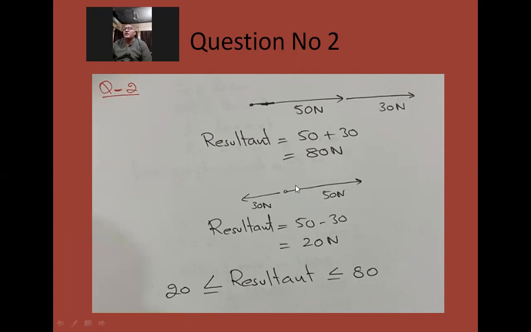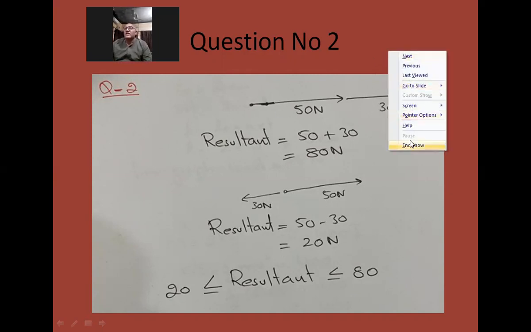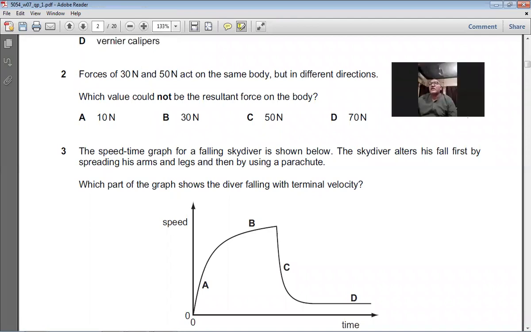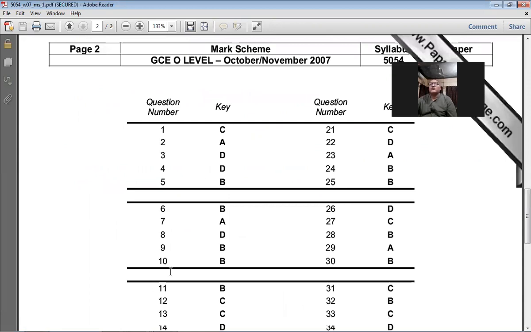And then the other extreme case is that the two forces are acting in opposite directions. In that case, the resultant will be the difference of the two forces, and that will be 20 Newton. So the maximum resultant can be 80 Newton and the minimum resultant can be 20 Newton. So your resultant will be from 20 Newton to 80 Newton. Any answer which is out of this range is not possible. Let's check. The question was which could not be the resultant force. So 10 Newton cannot be the answer. So question number 2, A is the choice. Let's check. Question number 2, A is the choice.